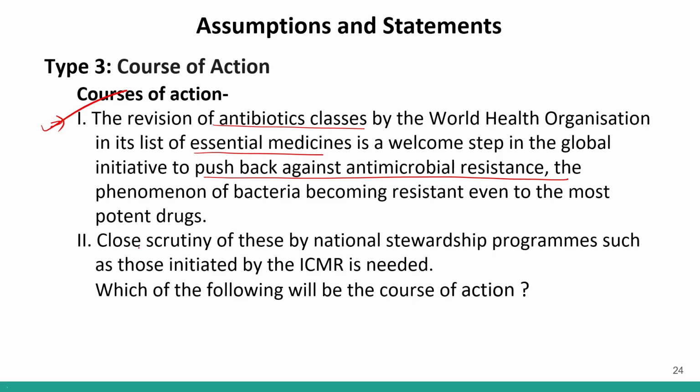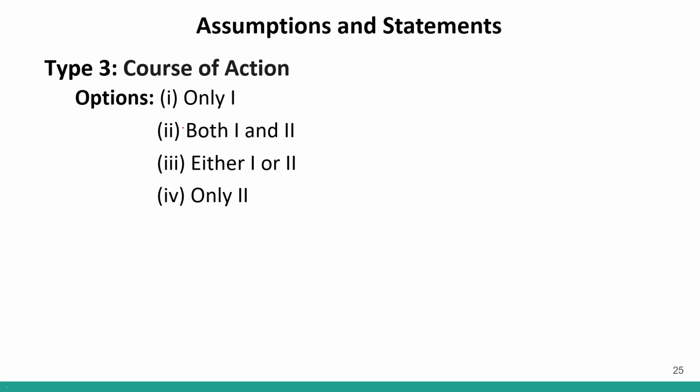The second one says close scrutiny of these national stewardship programs such as those initiated by the ICMR is needed. So definitely if a certain problem is there and there are certain programs that help with it, they should be closely monitored and scrutinized. So both of those statements are correct courses of action. If I look at the options, option number 2 says both 1 and 2 are correct courses of action. This will be my answer.